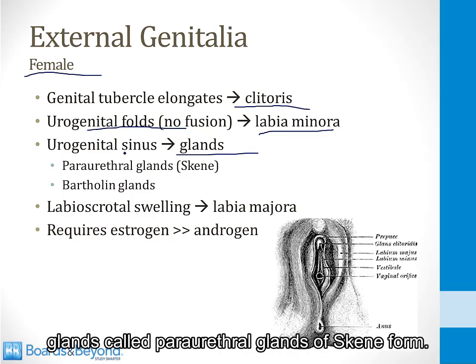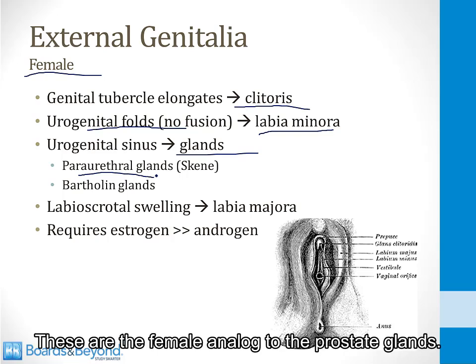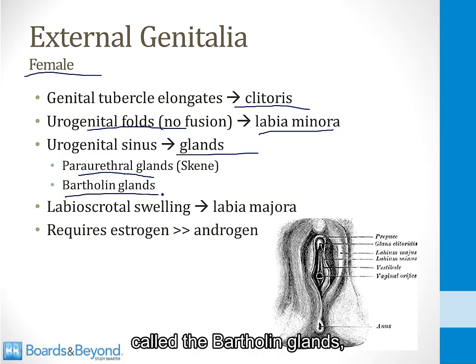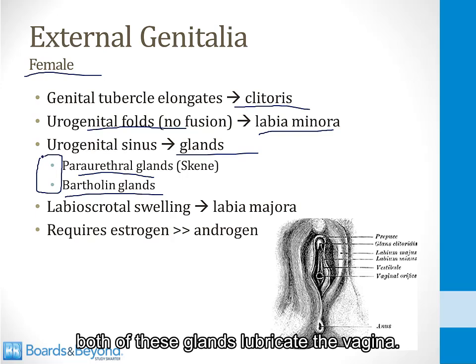In the female, glands called paraurethral glands of Skene form. These are the female analog to the prostate glands. In addition, the urogenital sinus forms glands called the Bartholin glands. Both of these glands lubricate the vagina.